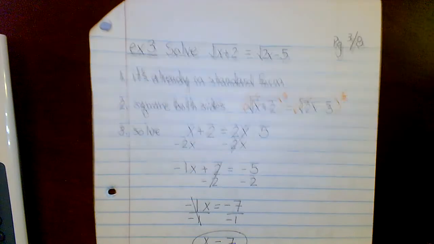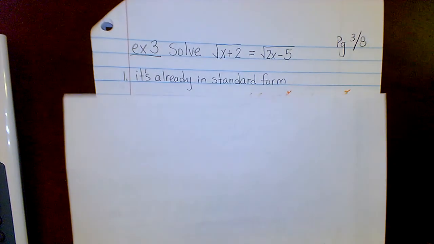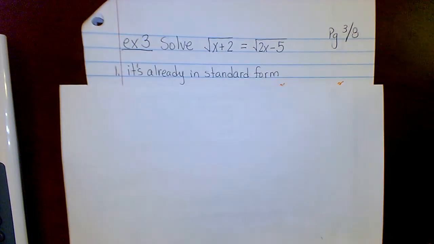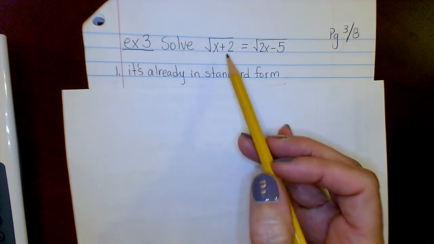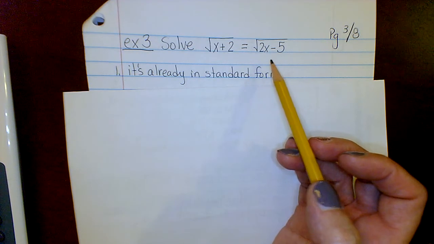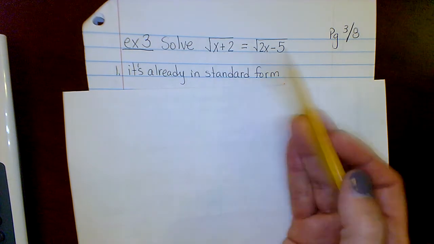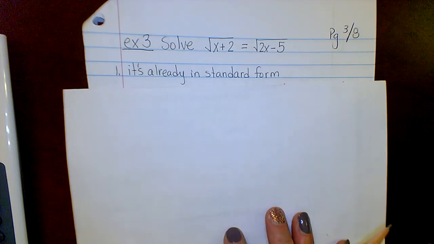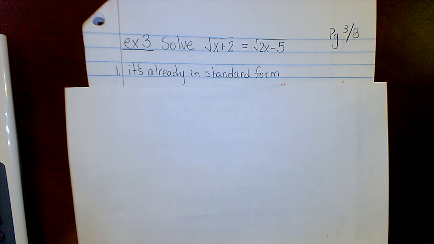Let's look at another example here. It is already in standard form. This one, well, I mean, what's better than an equation with one radical? An equation with two radicals, of course. Look how much fun that looks like here. It's already in standard form because I've got the square root by itself.